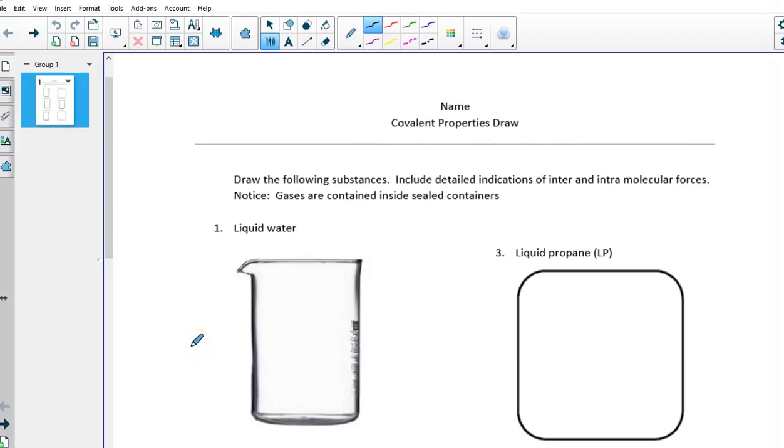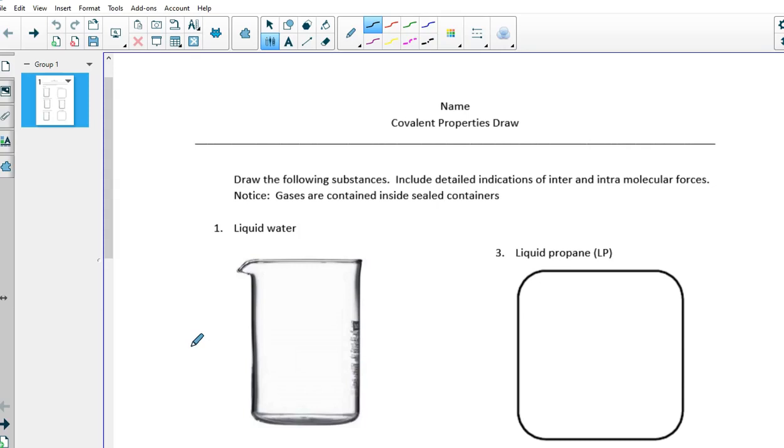This is Schweitzer, and we're looking to do a little answer key video on drawing particular substances and showing the intermolecular forces. So this is starting to take the intermolecular forces and reapplying it more towards individual substances. So we're trying to show, include detailed indications of inter and intramolecular forces.